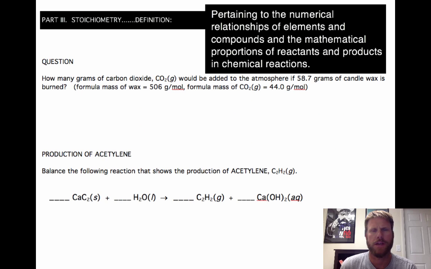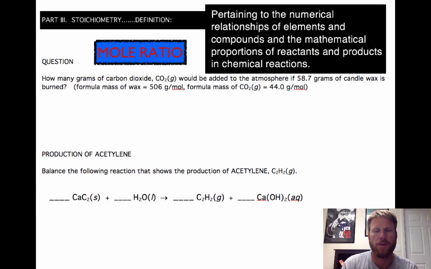Stoichiometry is simply taking the mole concept that we've been working with and applying it to balanced chemical reactions. We should be able to start with any substance in a chemical reaction and use the mole ratio in the balanced chemical reaction to find out how much of a different substance we need to use or was produced in that reaction. So let's look at an example using our balanced candle wax reaction.